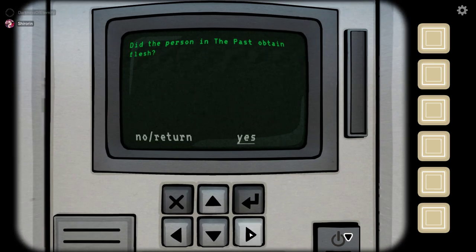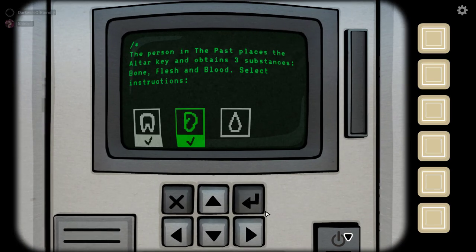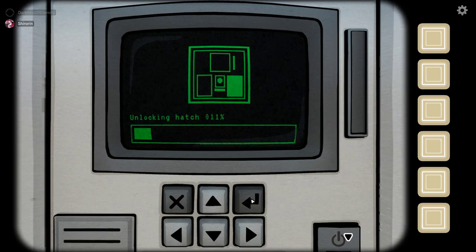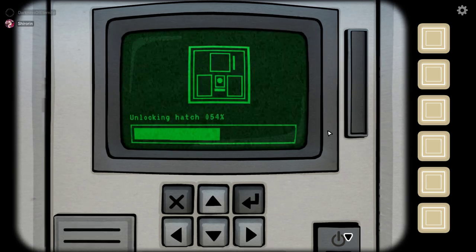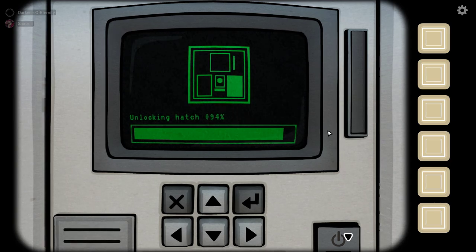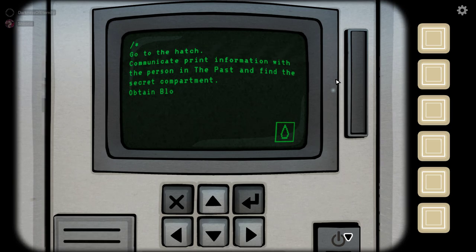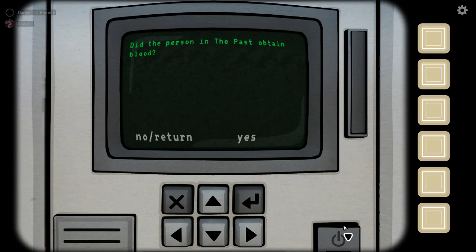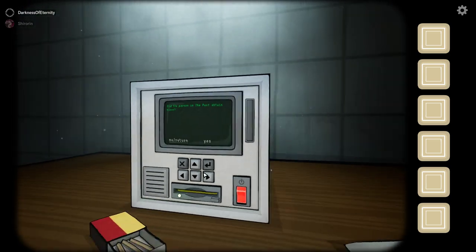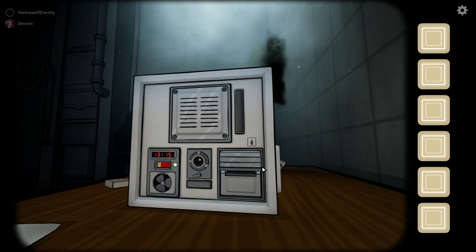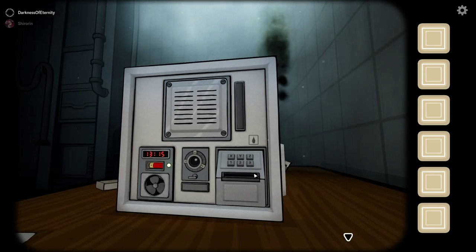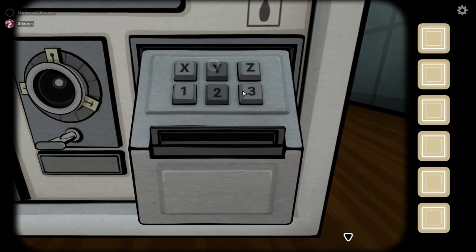I got it. Okay, let me give a second. Yes. What? Unlocking hatch. Go to the hatch. Communicate. Okay. This one. Oh. Okay, yeah, I have an XYZ code. It's 2Y3 Z1X.